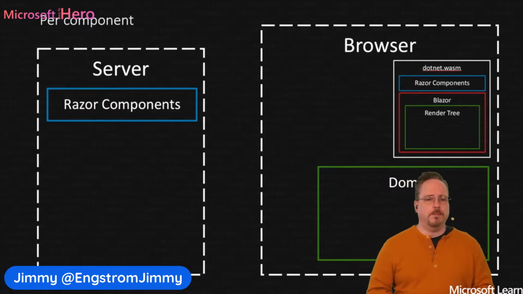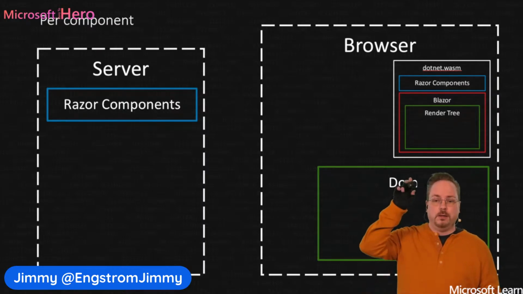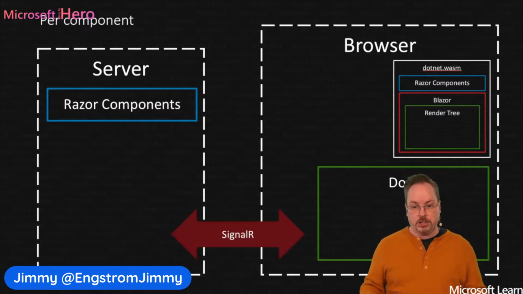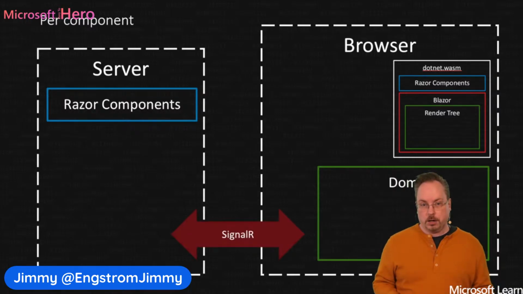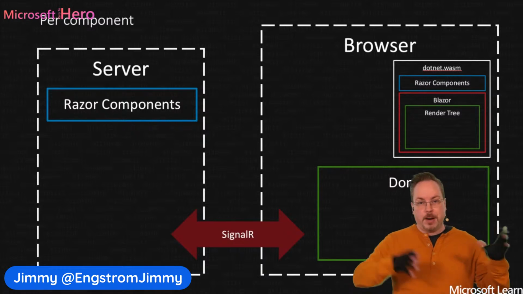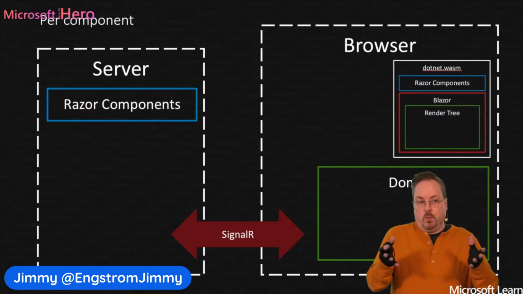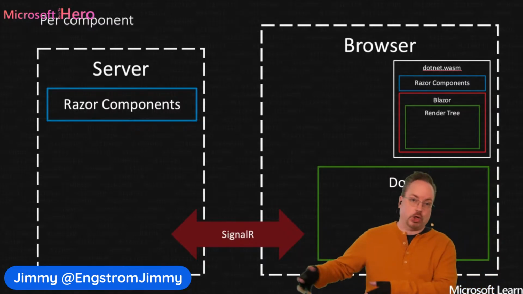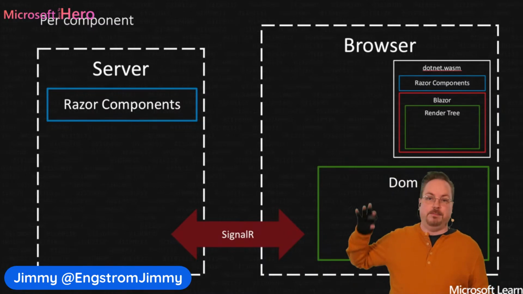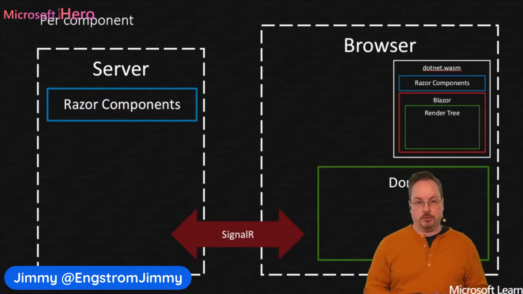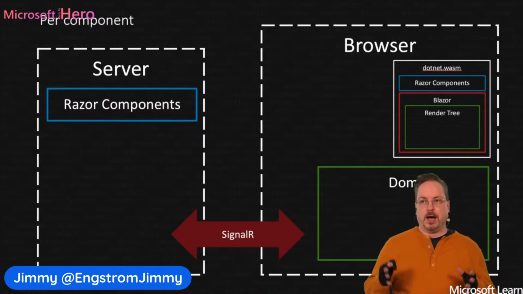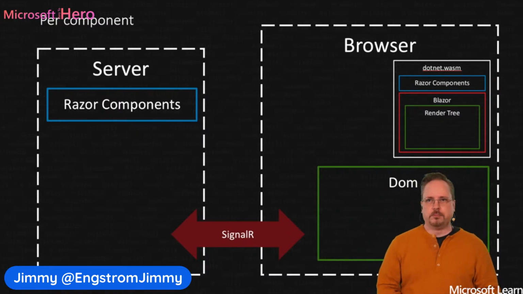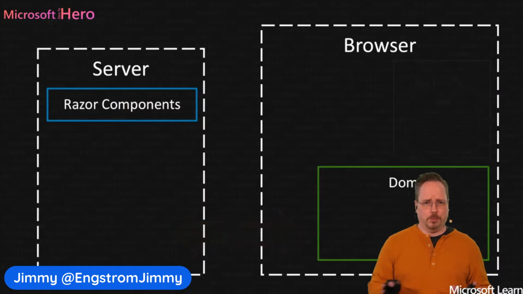So the per component model is that we can run WebAssembly parts or components inside of one page, and we can also use SignalR. And we can combine this. One page can be static, one page can be streaming, one page can be server, one page can be WebAssembly, or we can have a page that mixes all of these different render modes. But I would recommend pick one, stick with that one. That is going to be so much easier.